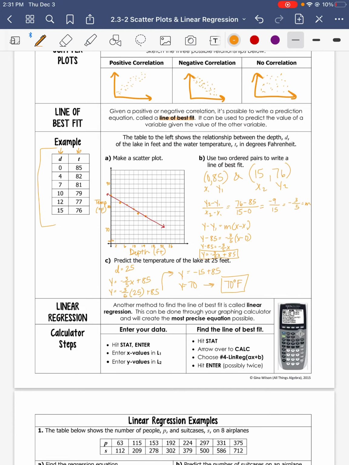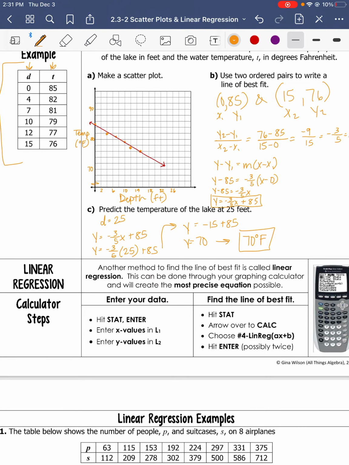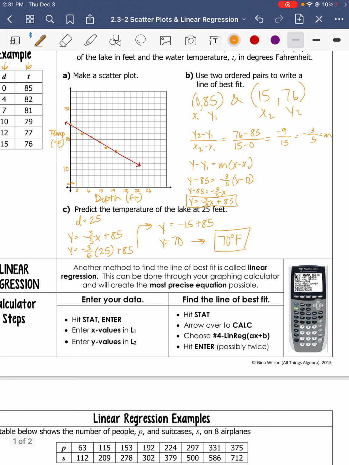Okay, so now let's look at linear regression. Another method to find the line of best fit is called linear regression. This can be done through your graphing calculator and will create the most precise equation possible. The graphing calculator is able to take all of the points that you put in and use every single point to make a line of best fit and give you an equation.